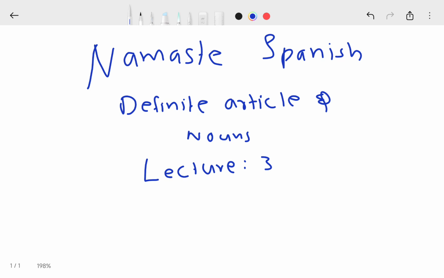This is Mohammed Munawar. Let us continue our discussion on learning the Spanish language step by step. In this part, we are going to understand the definite article in Spanish, which means how to use the article the in English, which means "the" in Spanish, and also how it is used with the noun.